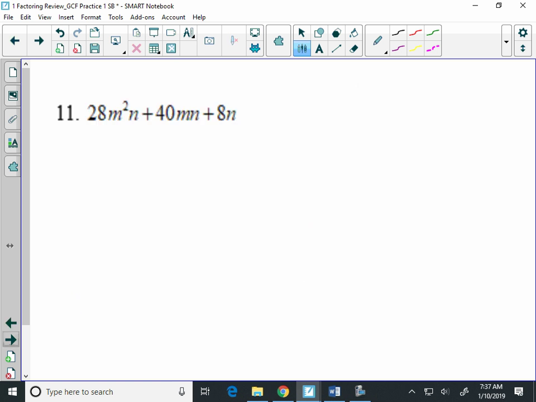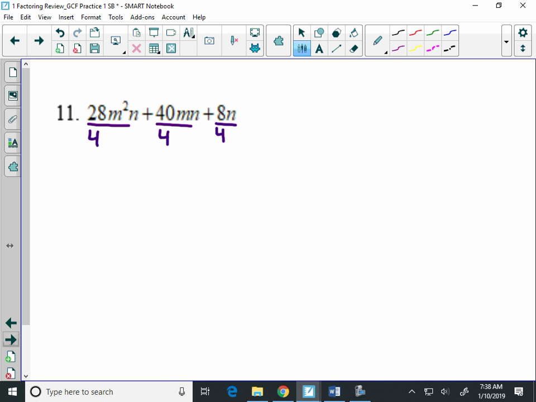All right, one more for this video here. 28m squared n plus 40mn plus 8n. Start with the numbers, 28, 40, and 8. They're all even, but they have a number bigger than 2. 4 goes into all of those. So I'll divide a 4 out.